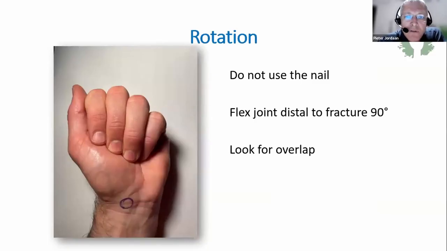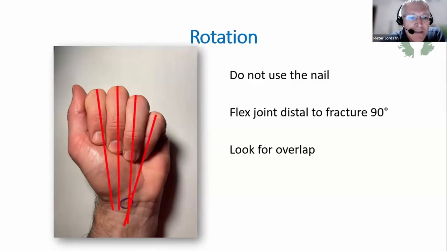When you're looking at fractures, it's important to remember that you should not use the position of the nail. So rotation is the most important thing that I look for clinically because this is not something you can see on an X-ray. The X-ray is important to look at the fracture alignment. Clinical examination is how you determine rotation. And don't use the nails. It's not reliable. Generally, what you should do is flex the joint distal to the fracture 90 degrees and look for overlap.